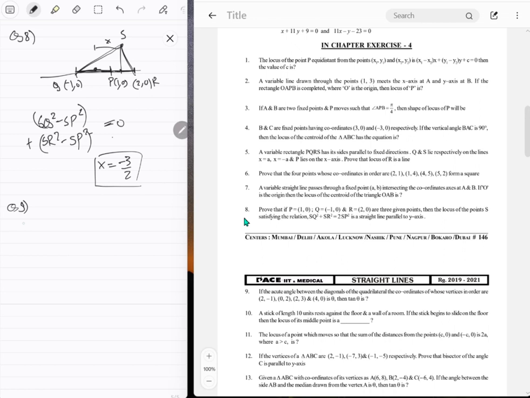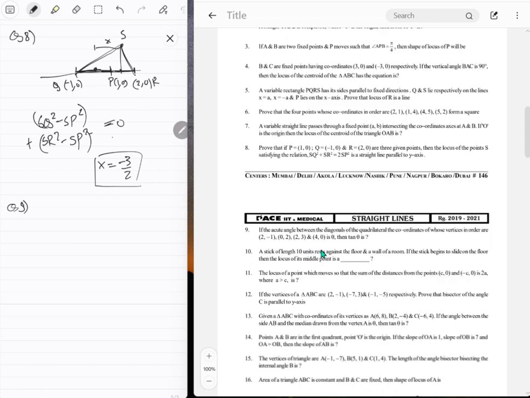Question number 9. Question number 9 is, if the acute angle between the diagonals of a quadrilateral, the coordinates of whose vertices in order are these, is theta. Angle between the diagonals. Okay, cool. Then tan theta is. So basically just find the slopes of the diagonals and then figure out the angle between them. Quadrilateral whose vertices are in that order.